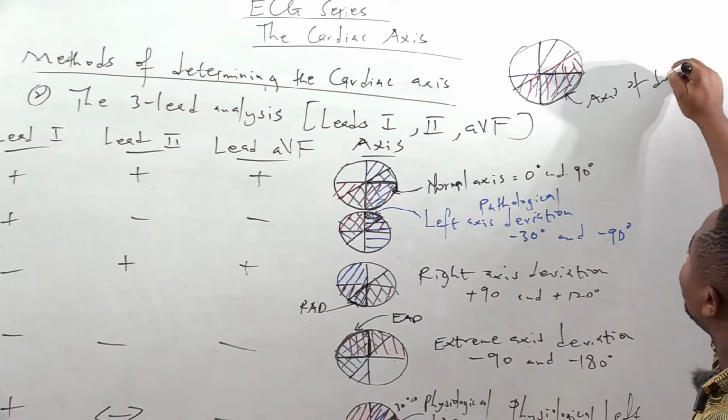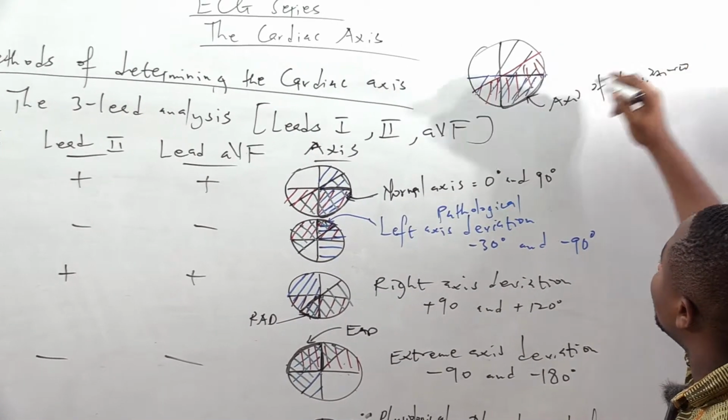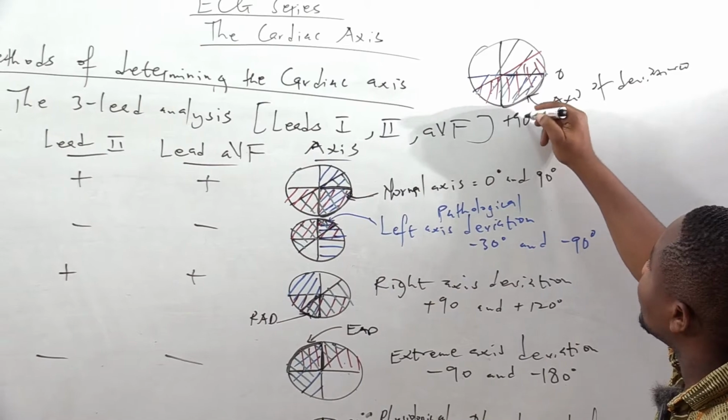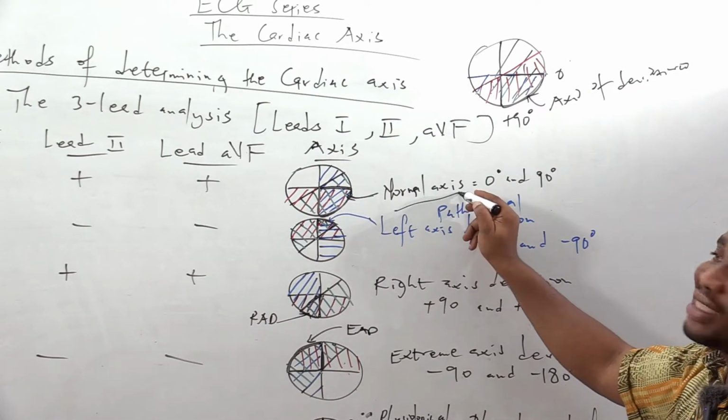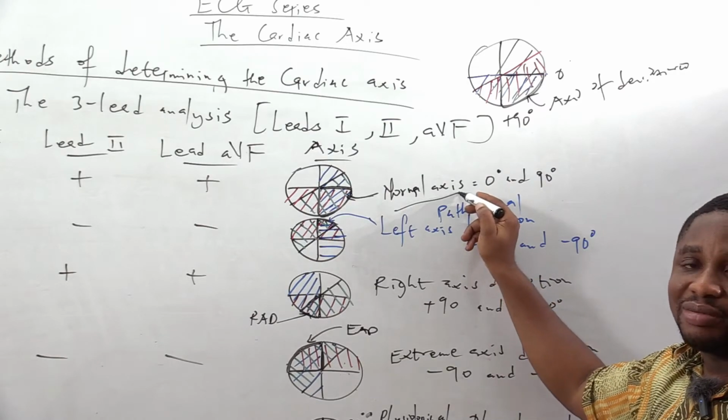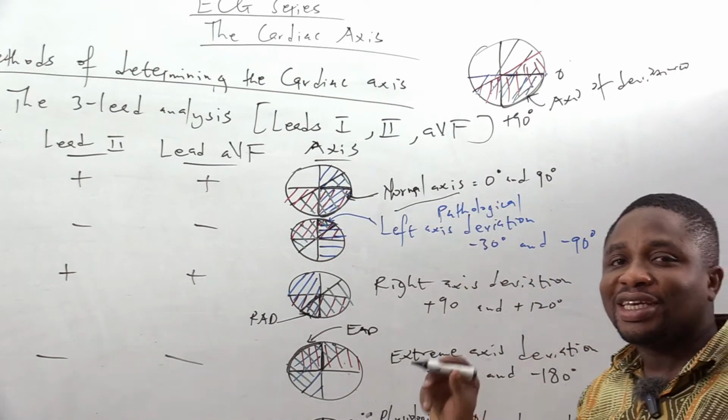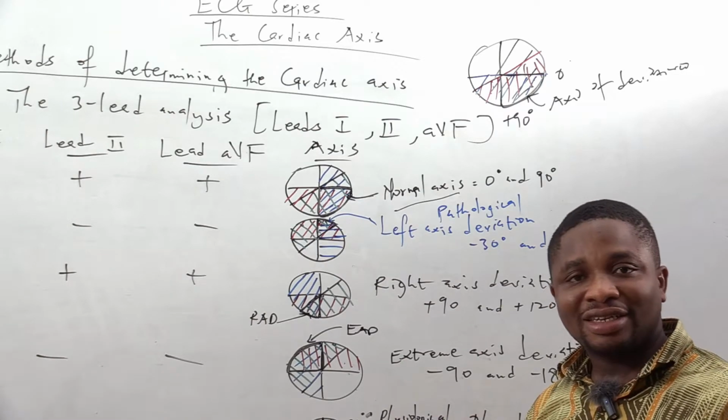Okay? And if you look at this very well, you know that it is between 0 and plus 90. And 0 and plus 90 degrees, that gives you what? A normal axis of deviation. This is how we get that. Does that make sense? Can you see it's easy? Can you see it's understandable?